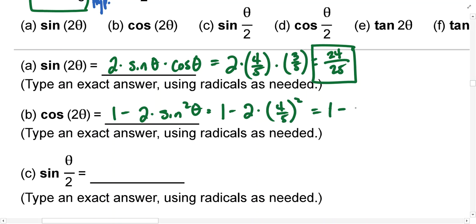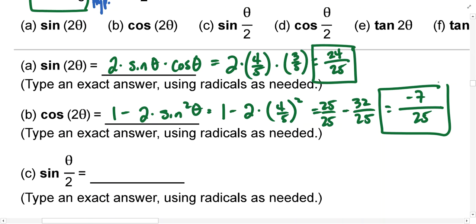And that leaves us with 1 minus 2 times, well, 4/5 squared is 16/25. Double that, and you've got 32/25. I'm thinking about the number 1 now as 25 over 25. And now we've got a common denominator that can be subtracted. 25 minus 32 is -7, and the denominator remains the same. So -7/25.